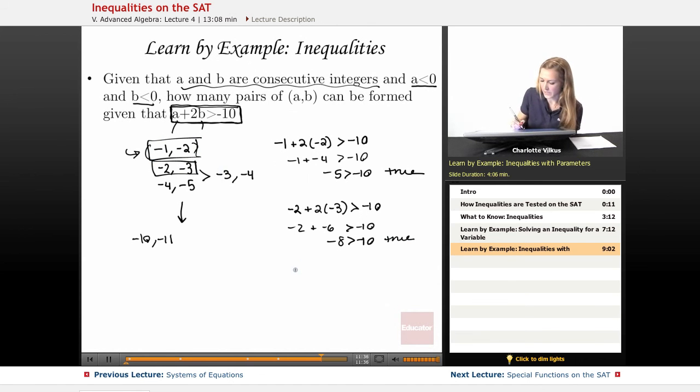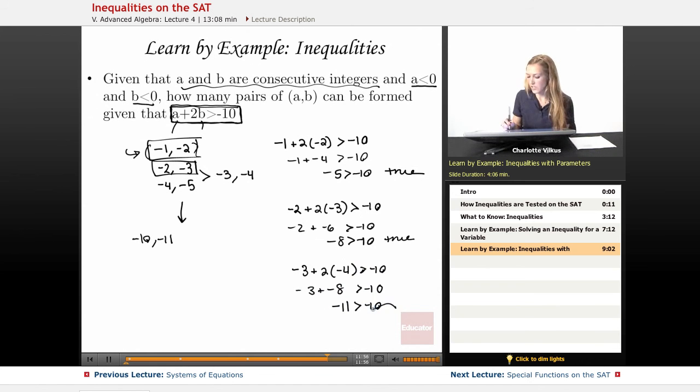Now we'll look at the next one, so negative 3, negative 4. And here, negative 3 plus 2 times negative 4 is actually going to give me a number that's less than negative 10, because we're going to get negative 11. So this is not true, and this pair no longer meets the bounds that I've been given. So I only have two pairs of a and b, and that would be the answer here, is 2.